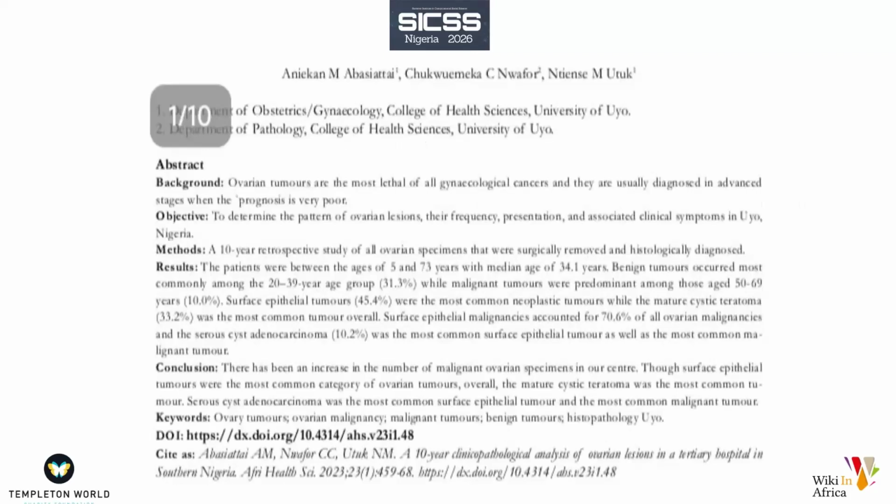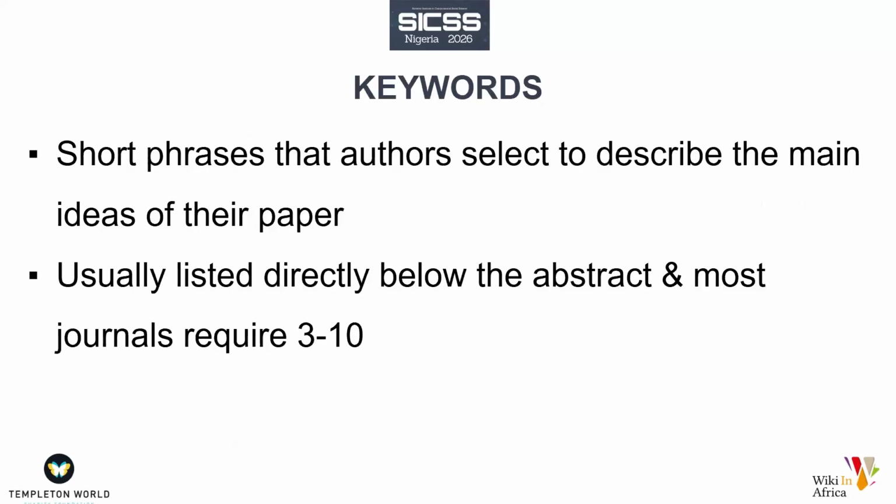That's an example of a structured abstract, from a paper I published. You can see the abstract background, title, names of the authors, methods, results, conclusion, and then keywords. Right, next one. But what are keywords? These are short phrases. Most journals will insist you add keywords.